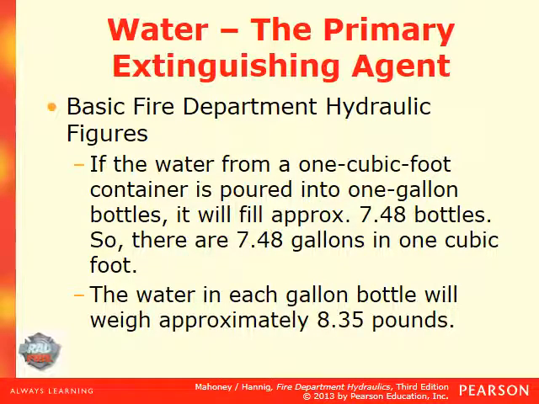And as we already figured out, if the water from a 1 cubic foot container is poured into 1 gallon bottles, it will fill approximately 7.48 bottles. So there are 7.48 gallons in 1 cubic foot. The water in each gallon bottle will weigh approximately 8.35 pounds.